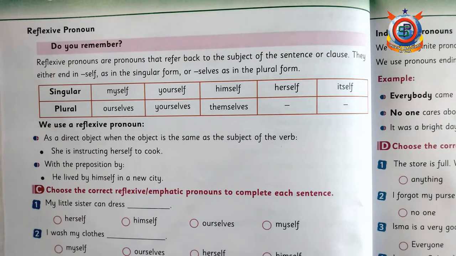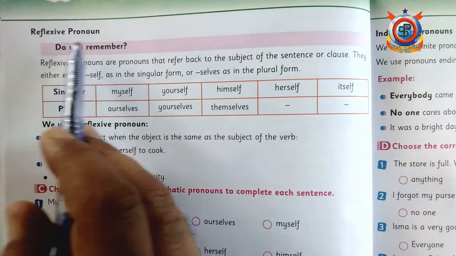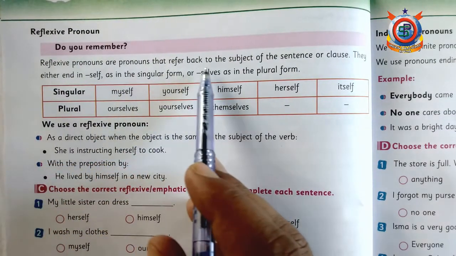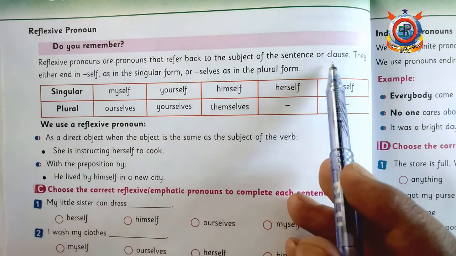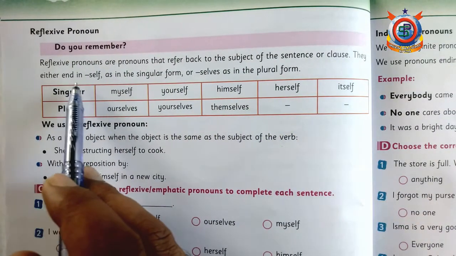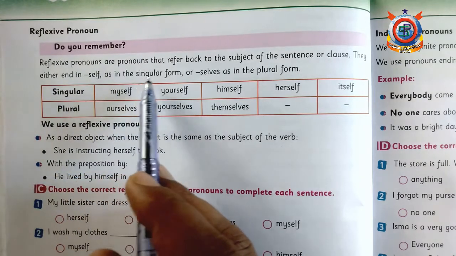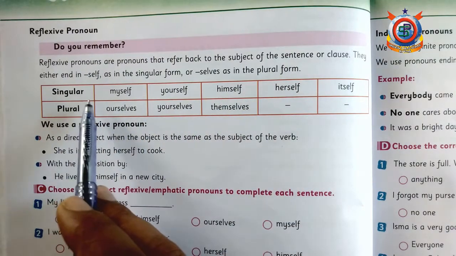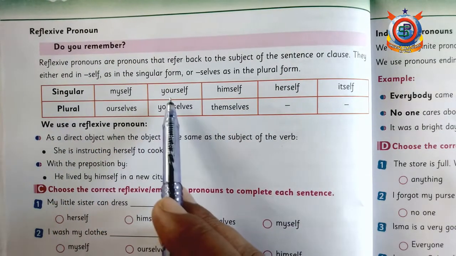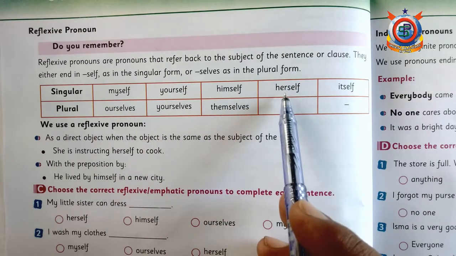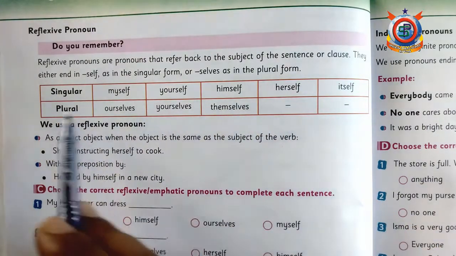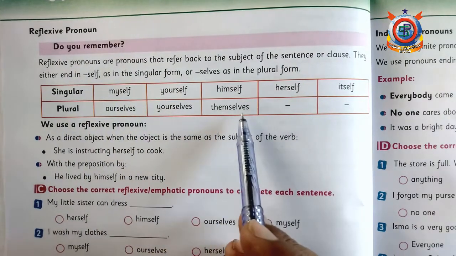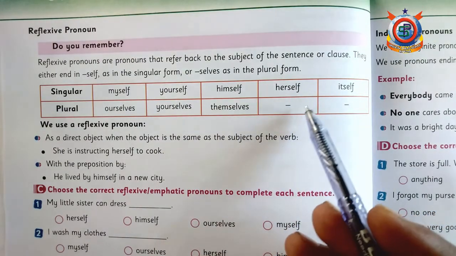Now students, page number 34. Reflexive pronoun. Reflexive pronouns are pronouns that refer back to the subject of the sentence or clause. They either end in self as in the singular form or selves as in the plural form. In singular form, myself, yourself, himself, herself, itself. And in plural form, ourselves, yourselves, themselves. And these are the same, herself and itself.